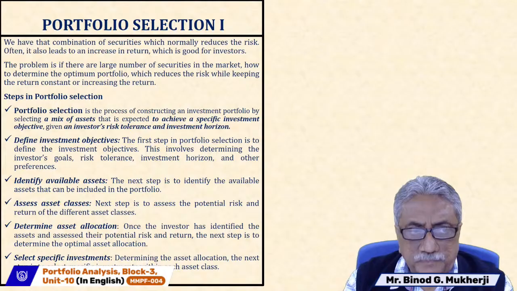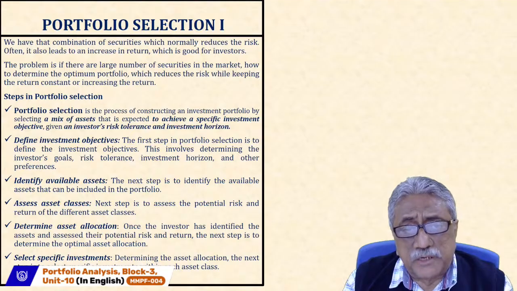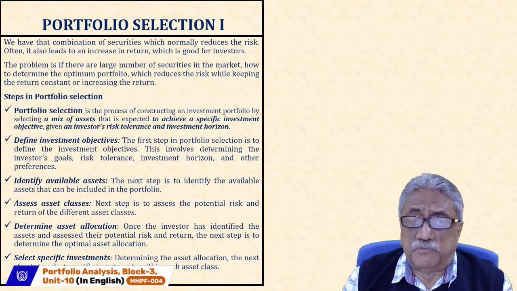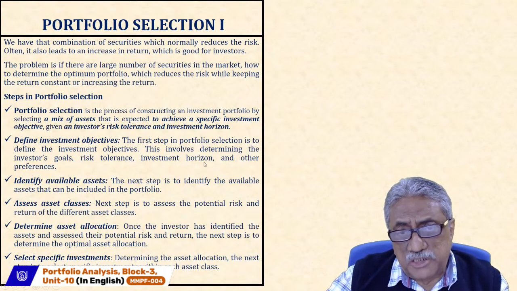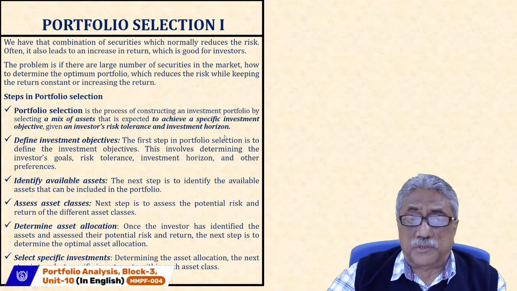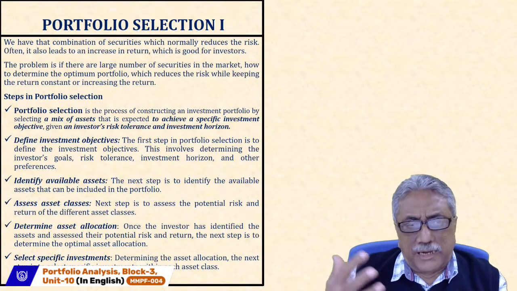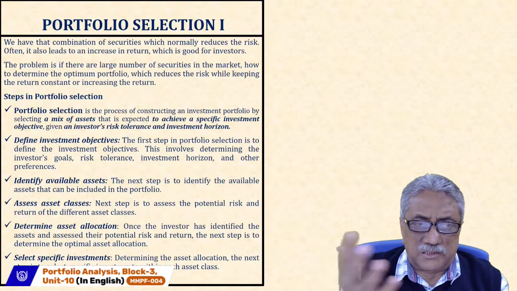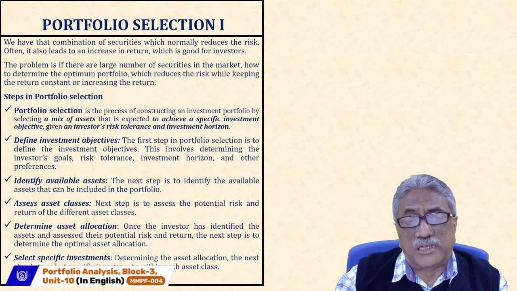First, the portfolio selection process. Here I have to decide an investment portfolio by selecting a mix of assets that is expected to achieve a specific investment objective. I have made it bold and italic. To achieve a specific investment objective, given the investor's risk tolerance and investment horizon. That means, suppose I am ready to take risk and get a good return. What type of asset will I build up?